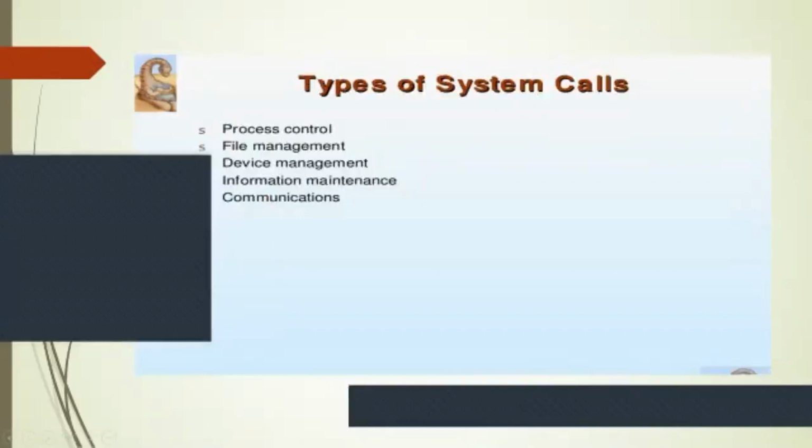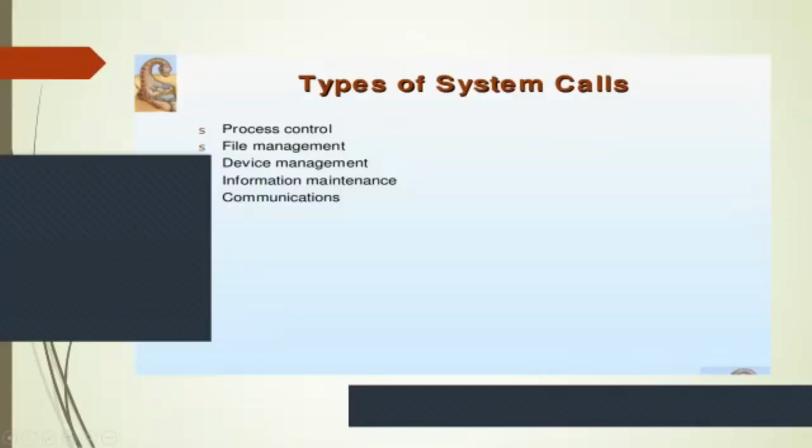Types of system call. These are the functions: process control, file management, device management, information maintenance, and communication. These are different types of system call through which the operating system manages to work.